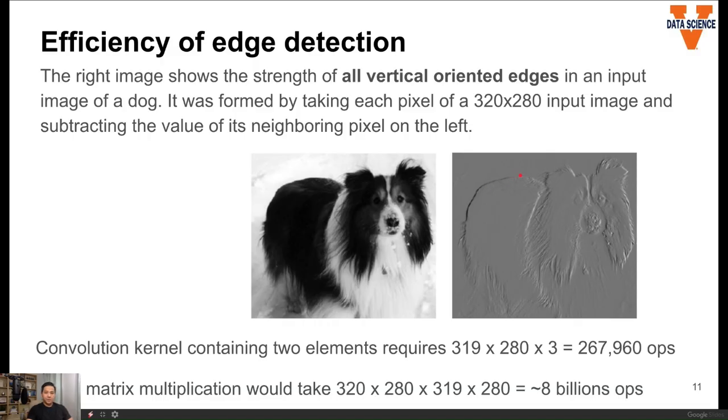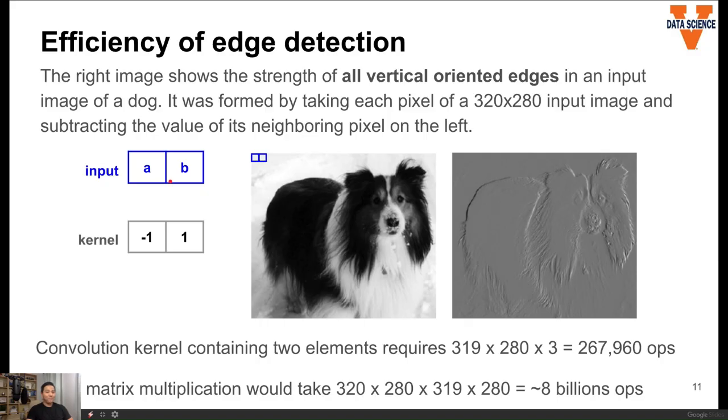And we can accomplish this using convolution. Taking two pixels from the input image, maybe A and B here, we convolve them with a kernel. And we design this kernel to be -1 and 1. The reason is, as you see here, when you convolve it, it basically means A times -1 plus B times 1, which is equivalent to B minus A, which is exactly what we want to do. Now, with this convolution, there are actually only 3 operations, right? You do 2 multiplications and 1 addition. So there are 3 operations for every pair of pixels.